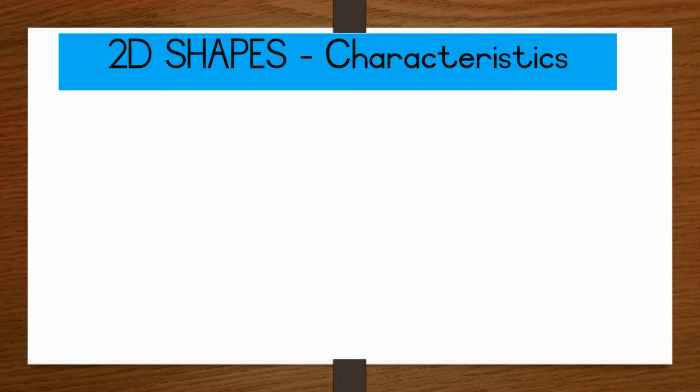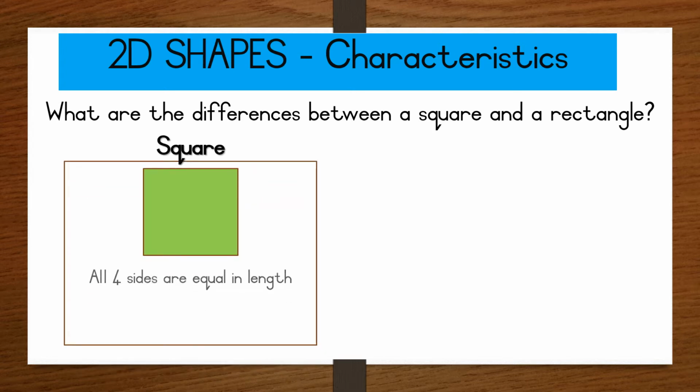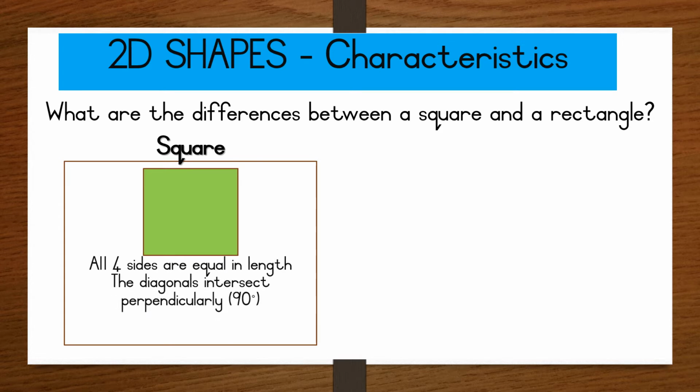Let's look at more characteristics. What are the differences between a square and a rectangle? Let's first look at a square. All 4 sides are equal in length. The diagonals intersect perpendicularly, which means 90 degrees.